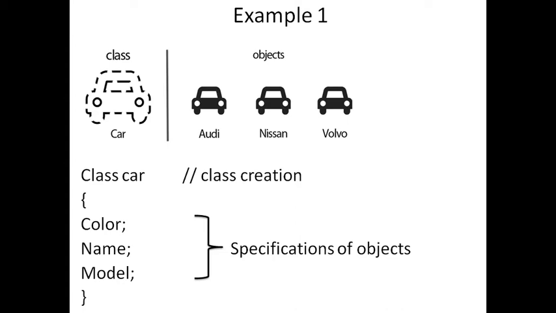Then in this slide you can see an example of class creation. Class is a keyword of this class creation and carries the name of the class, with open curly braces and closed curly braces. Between these curly braces we have three attributes: color, name and model. These three are the specifications of this car class. We can define all the attributes between the curly braces. That is the main thing.